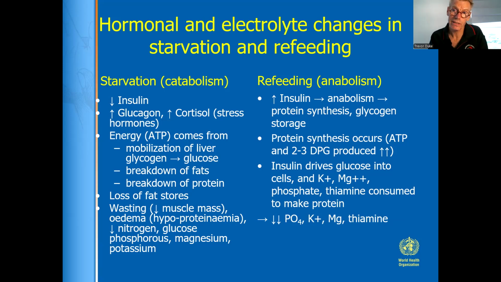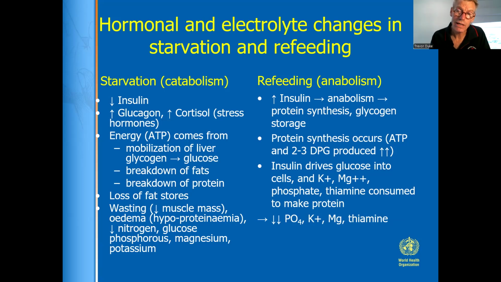That changes dramatically in the first 24 to 48 hours after you start feeding a child. They go from a catabolic state where everything's breaking down to a state when you feed them where the body has enough nutrition to start what we call anabolism, which means they're building up protein, building up glucose stores in their liver, etc. Especially making protein.